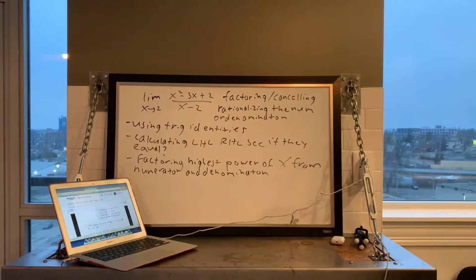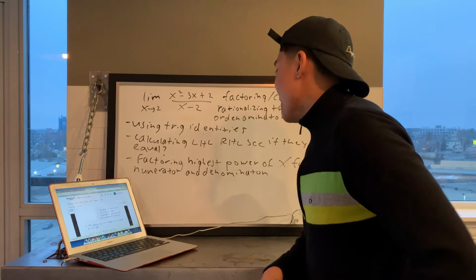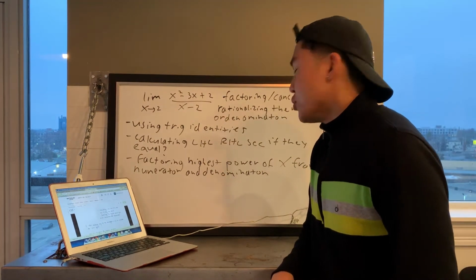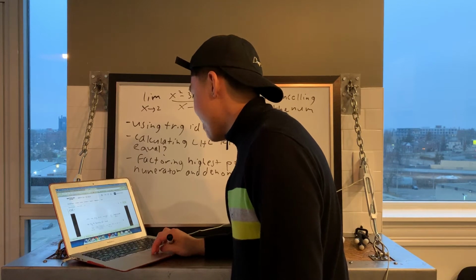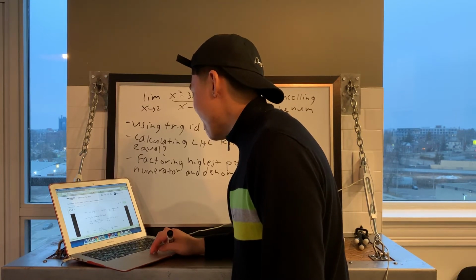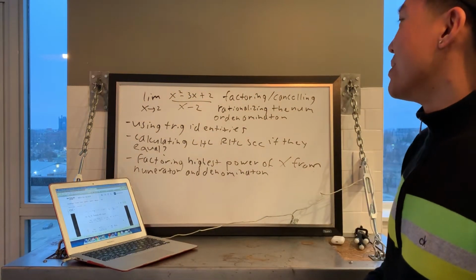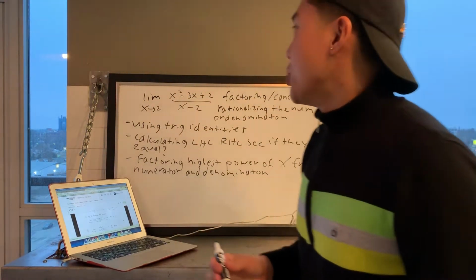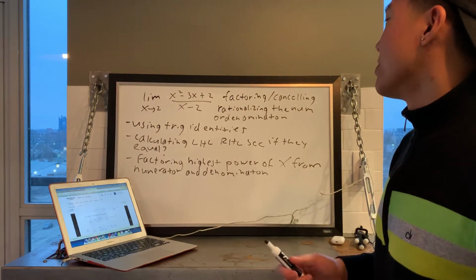Those are all the options: factoring, canceling, rationalizing, using trig identities, calculating left hand limit and right hand limit, and factoring the highest power of x from the numerator and denominator. So those are all options. So this one, it seems what we can do is actually just factor. So we need a product of 2 and a sum of -3.